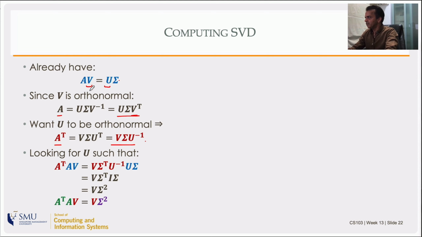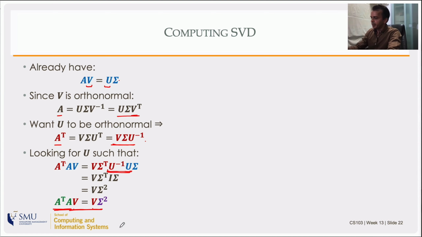So A transpose A V is going to be equal to this expression here, V sigma U inverse times U sigma. So what do we have in here? If this matrix is actually orthonormal, then that is just I. And then you get sigma transpose sigma, which is just sigma square because it's a diagonal matrix. So what do we get? We get A transpose A V is equal to V sigma square. So that is what we will get if we ensure that U transpose is equal to U inverse. If that is our requirement, and if you can satisfy it, then we will get this equation.